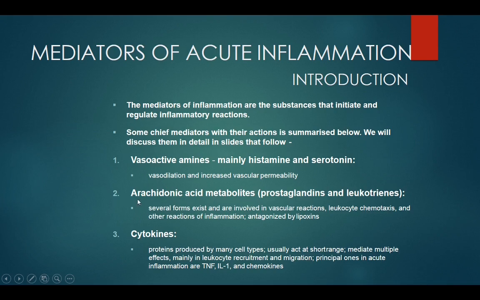This arachidonic acid metabolism actually occurs in several forms involved in the vascular reaction, leukocyte chemotaxis, and other reactions of inflammation, antagonized by lipoxins. Then cytokines. These are proteins produced by many cell types, usually acting at a short range, mediating multiple effects mainly in leukocyte recruitment and migration. The principal ones in acute inflammation are TNF, interleukin-1, and chemokines.